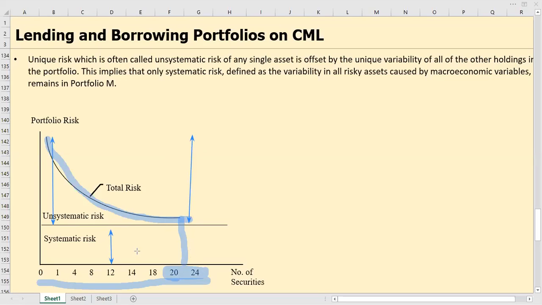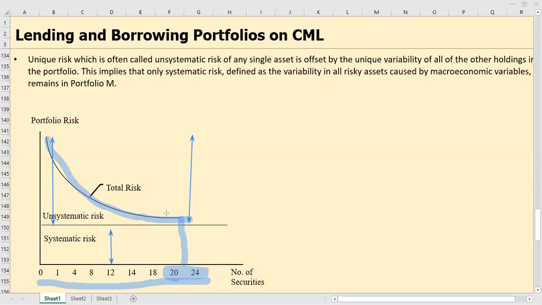This systematic risk obviously we cannot diversify because this is beyond our control. We cannot diversify the systematic risk by creating any portfolio because systematic risk is given by the country itself, the macroeconomy at large. As an individual investor, we cannot diversify it. So that is the main idea here when it comes to portfolio investment.